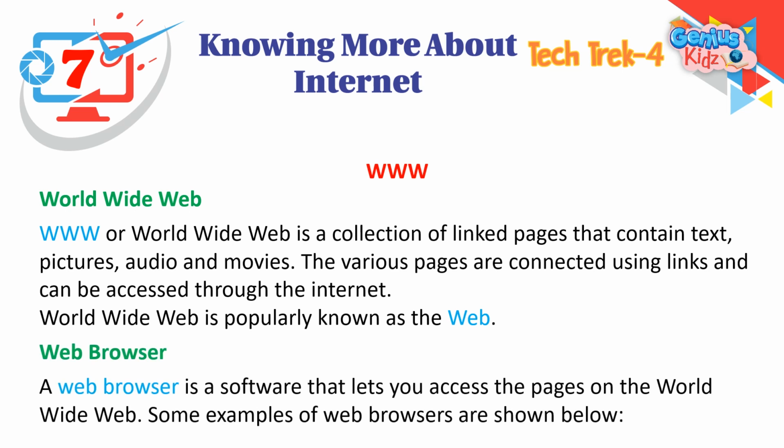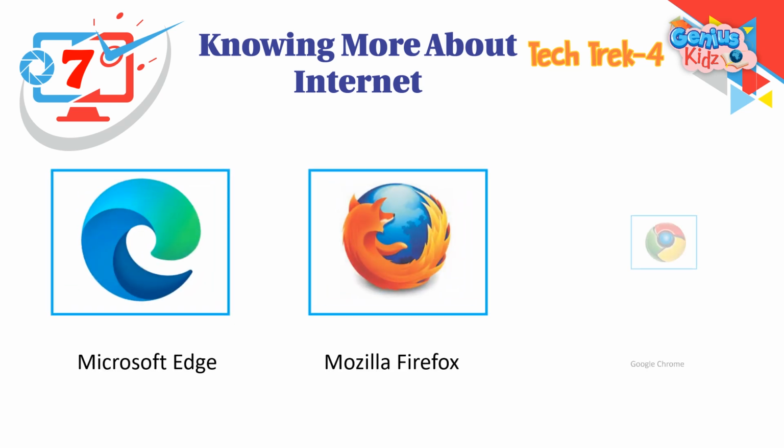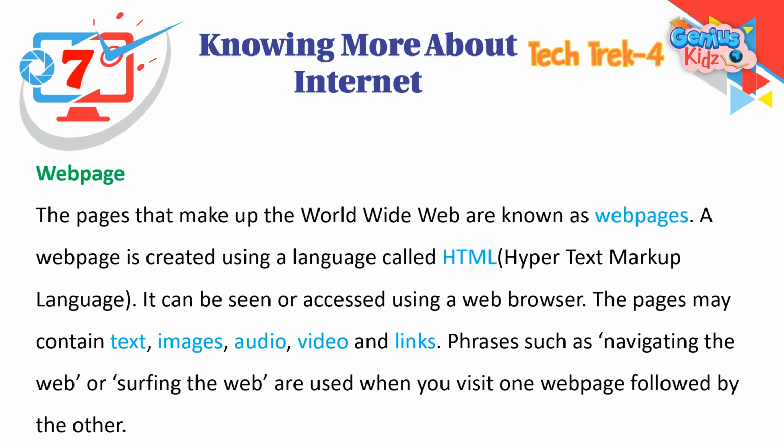Web browser. A web browser is a software that lets you access the pages on the World Wide Web. Some examples of web browsers are shown below. Microsoft Edge, Mozilla Firefox, Google Chrome. Web page. The pages that make up the World Wide Web are known as web pages. A web page is created using a language called HTML, Hypertext Markup Language. It can be seen or accessed using a web browser.